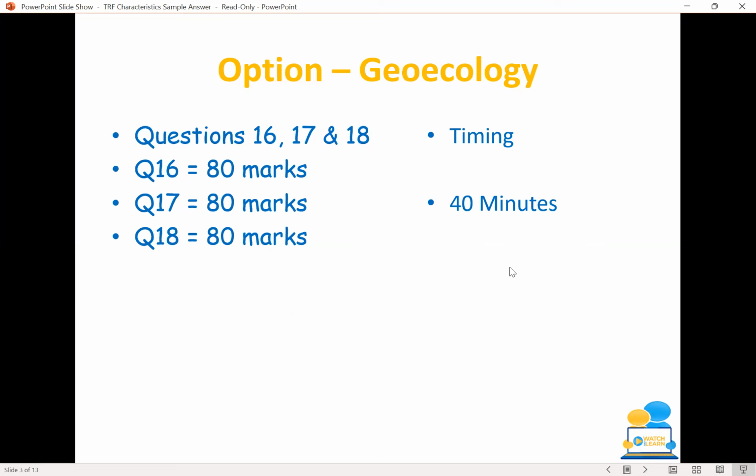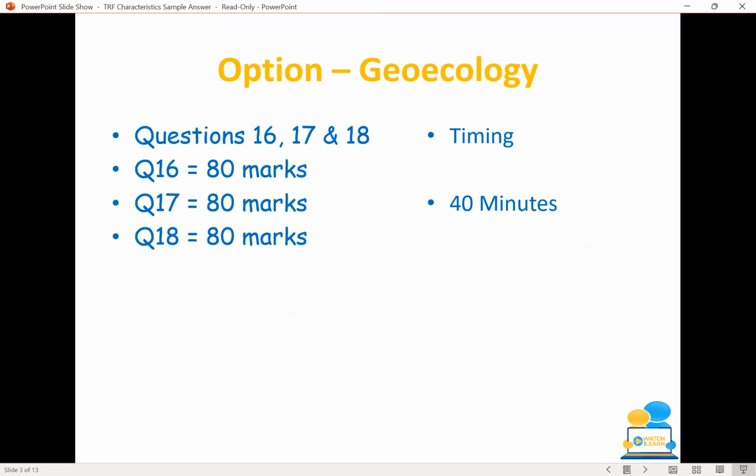Now, in general, questions 16 and 17 are normally the soil questions, and question 18 would be your biome question. But that's not always the case. Sometimes they're a bit more mixed up than that. Sometimes there could be even 2 biome questions rather than just 1. But in general, it has been 1 biome question with 2 soils questions.